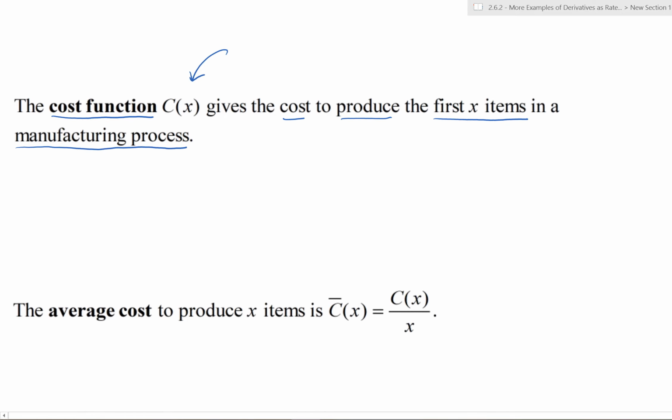Then we can also talk about something which is called average cost. And so we'll denote this by C bar of x. The bar, of course, we're familiar with denoting the concept of average. And so we say that the average cost here, C bar of x, to produce those same x numbers of items is just C of x divided by x. So you take your cost function in producing x items and you divide it by the number of items, an average.